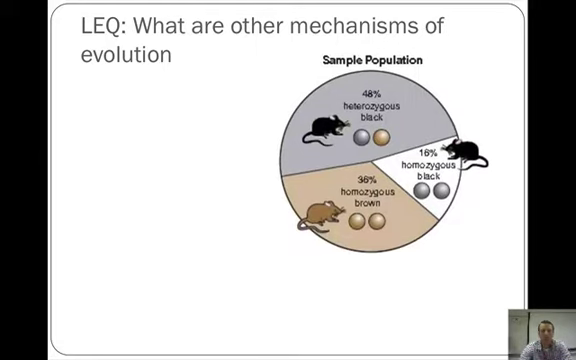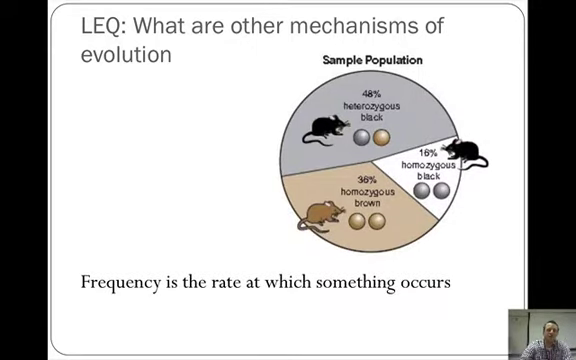First, you need to know what frequency is. You may have seen it in math, but frequency is the rate at which something occurs. For example, in a sample population, you get a heterozygous black allele 48% of the time, so that's the frequency. So 48% of the time you're going to have heterozygous black, 36% of the time homozygous brown, or 16% of the time homozygous black. Once again, frequency is just the rate at which something occurs, because genetic drift and gene flow are going to be affecting this frequency, as you'll see throughout this video.